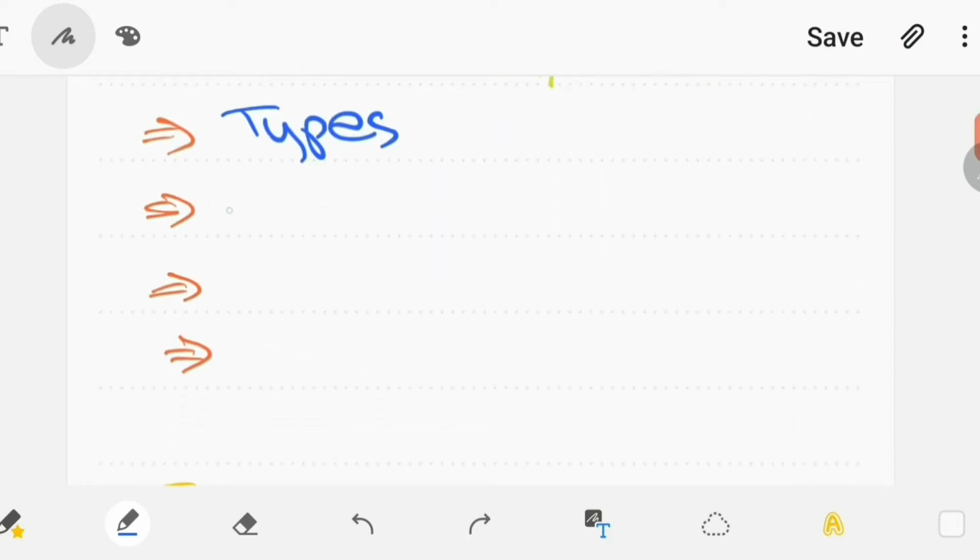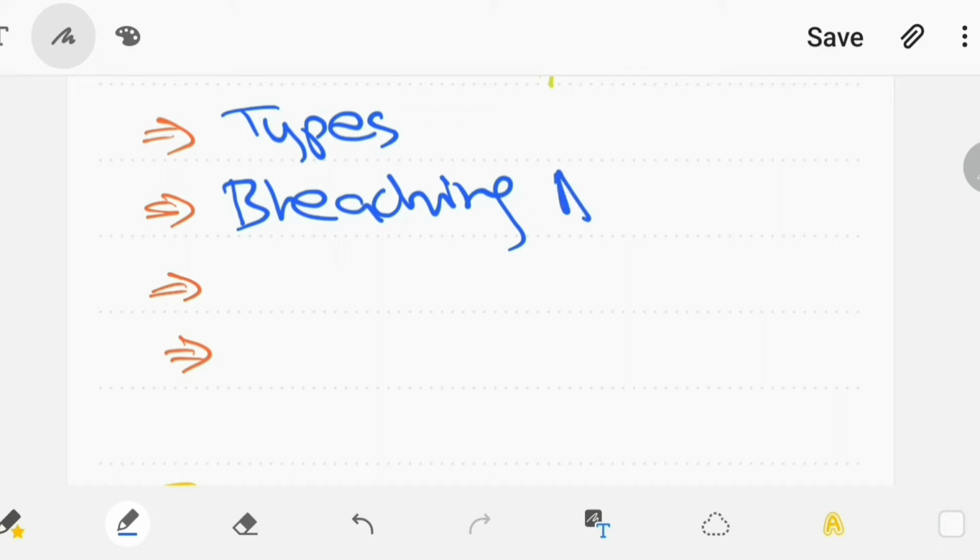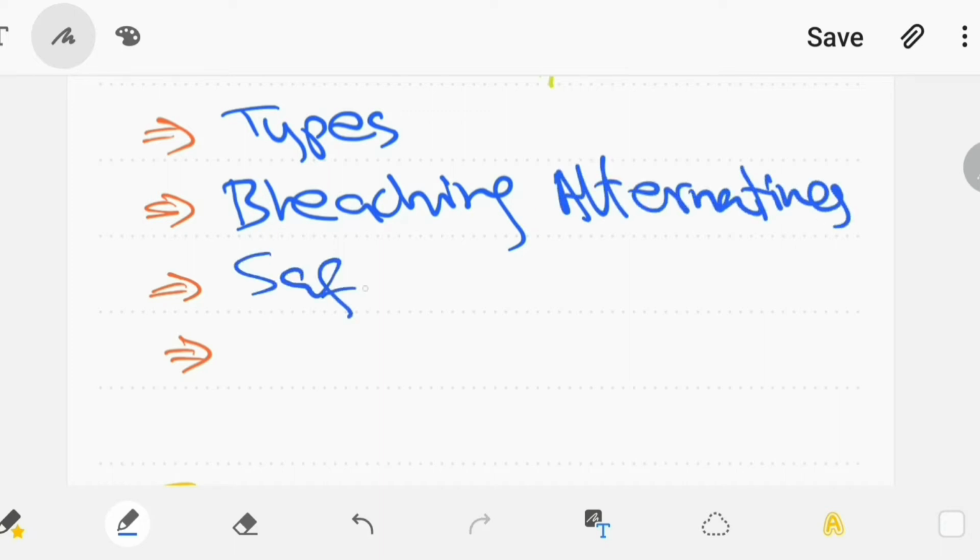What are the alternatives to bleaching? Safety factors related to bleaching and the technique for the tetracycline stained teeth.